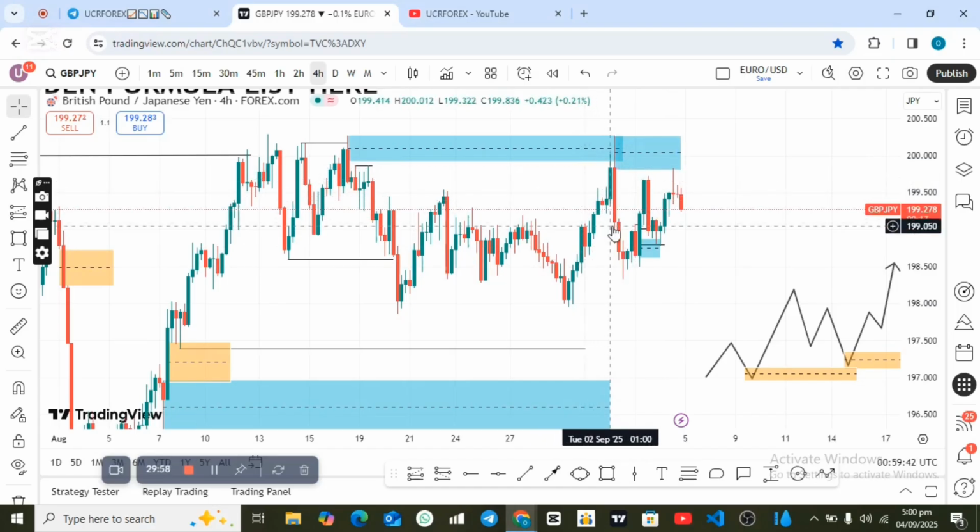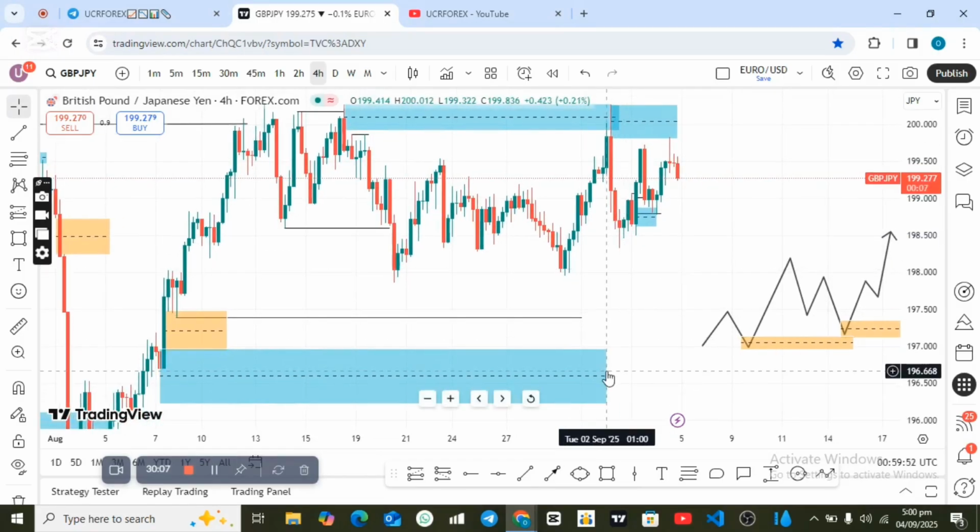So when I gave them this signal, I told them the entry point, the stop loss, and everything. So price came and gave us what? 4% on every particular setup. And as you can see, I'm still looking forward to buy around this level.